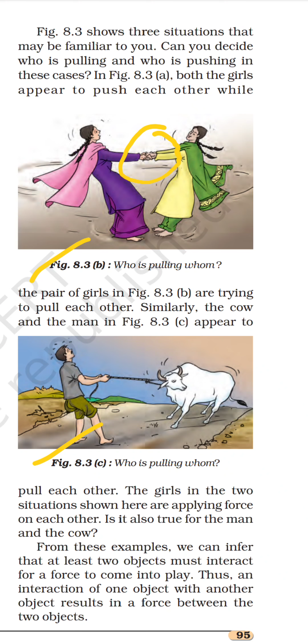Got it? Next, the girls in the two situations shown here are applying force on each other. Is it also true for the man and the cow? From these examples we can infer that at least two objects must interact for a force to come into play. Thus, an interaction of one object with another object results in a force between the two objects. Got it?